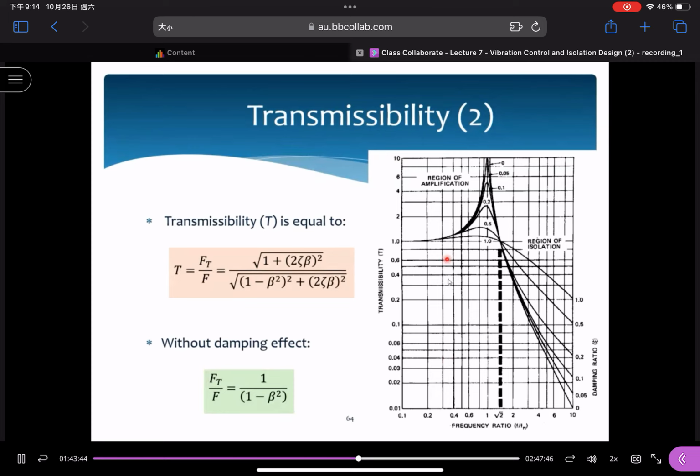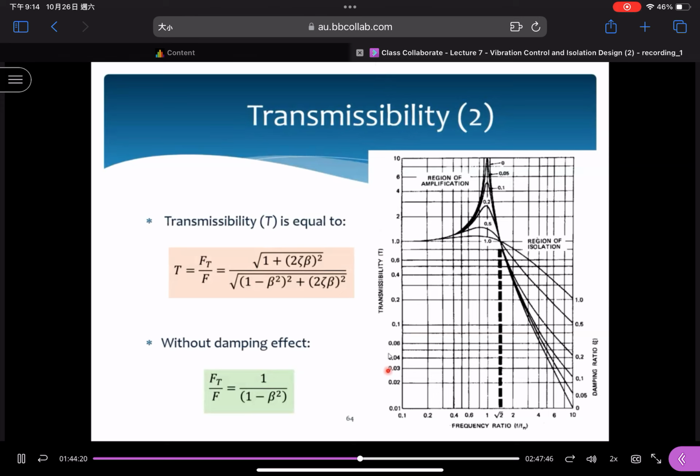I want to let you know how to read this figure. When you look at this figure, the y-axis is the transmissibility. We want high values of transmissibility or low values of transmissibility? Low value. What does it mean? It means that the value of Ft must be low, that means the amount of force we can control within small amounts.